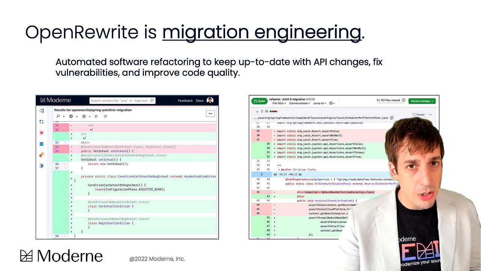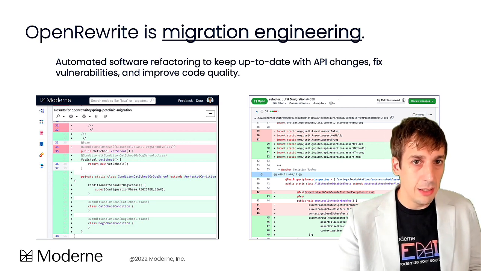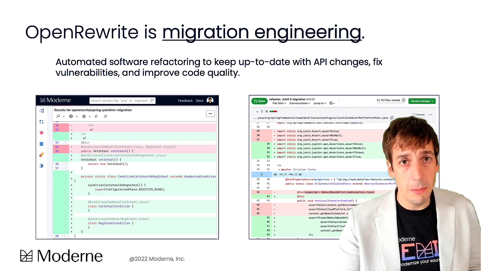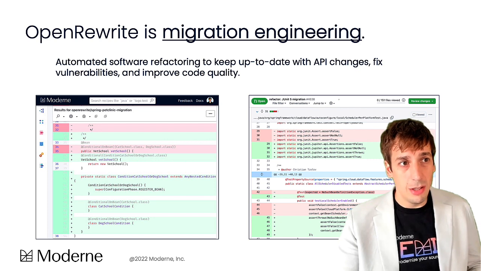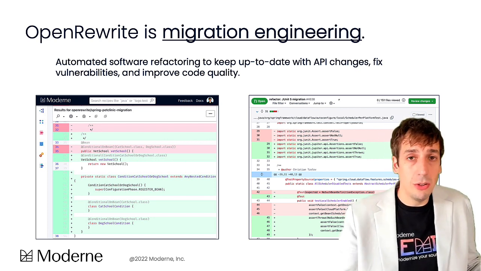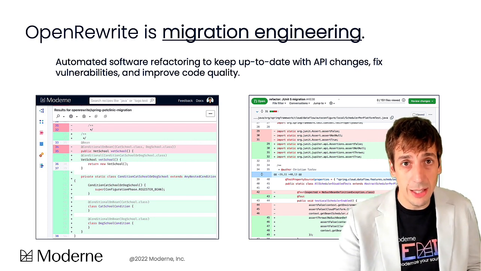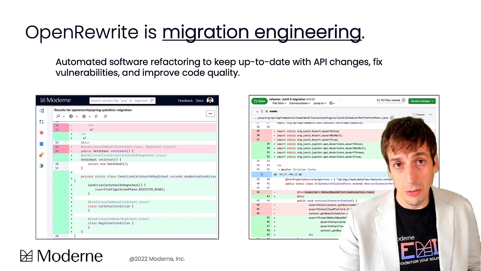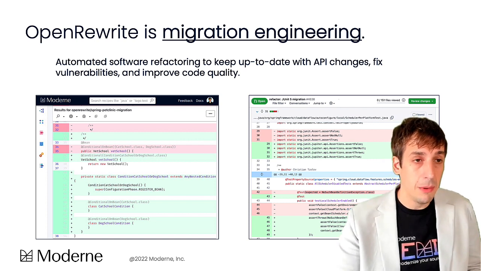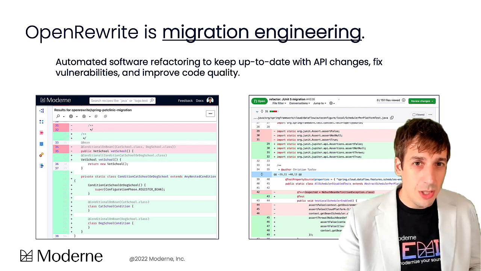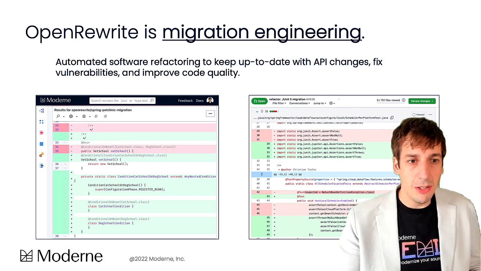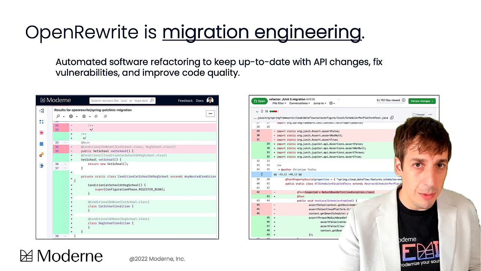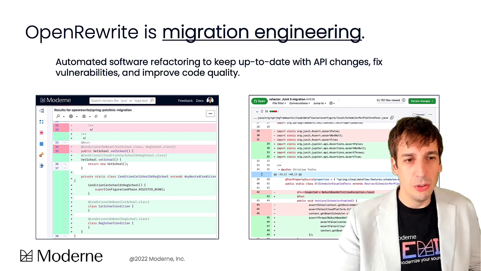At some of the larger organizations we work with today, languages and frameworks teams may have the management of an internal application framework that has hundreds, thousands, even tens of thousands of applications built on top of it. So what we need is an approach to automated software refactoring to keep up with API changes, fix vulnerabilities, and improve code quality in a more systemic way.